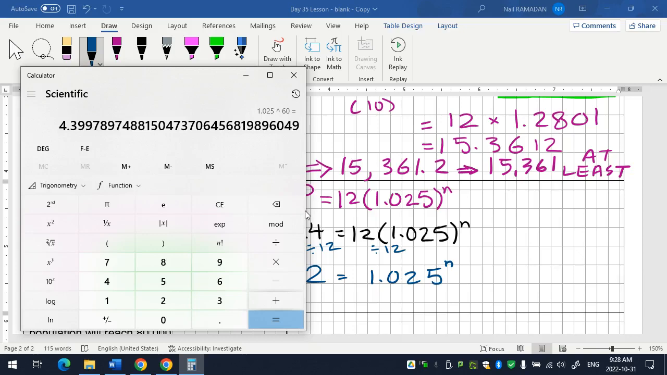Let's try 30. That's the whole idea. We're going to try big numbers and then we're going to what? Fine tune it. All right. You said 30. 1.025 to the power of 30. Do I need to go higher or lower? But a lot or just a little bit? Good. So maybe 29.